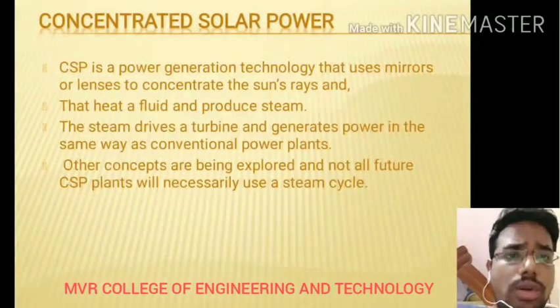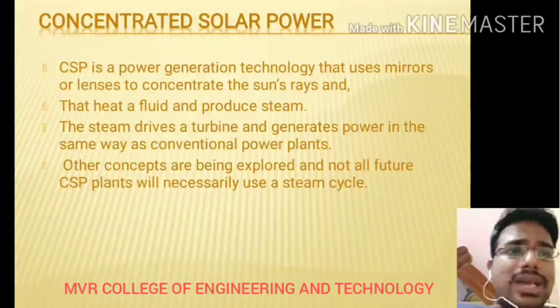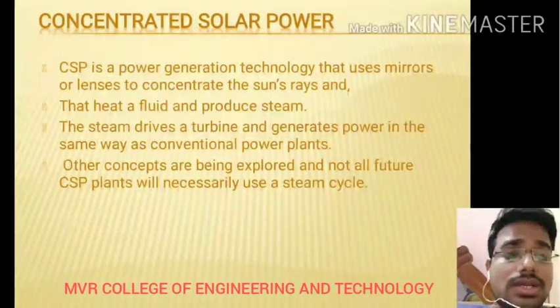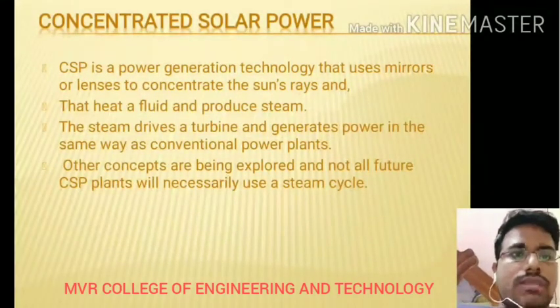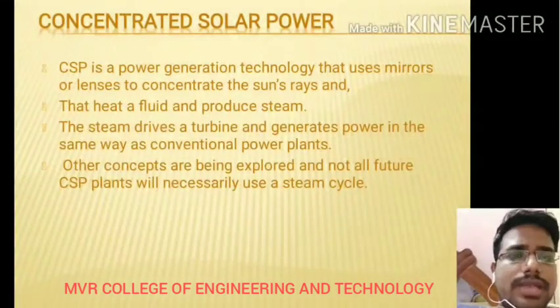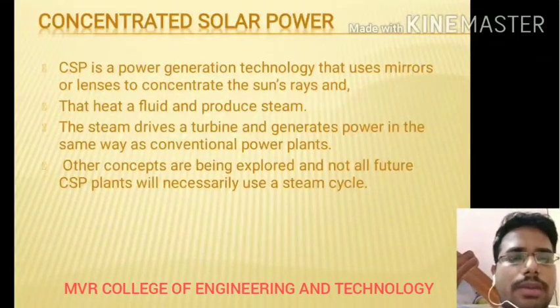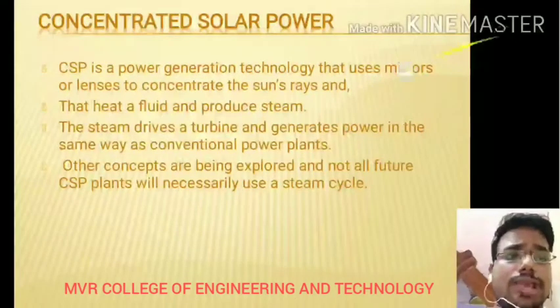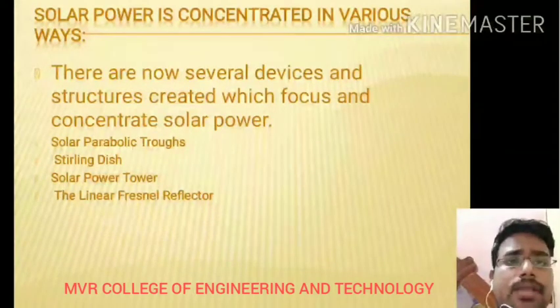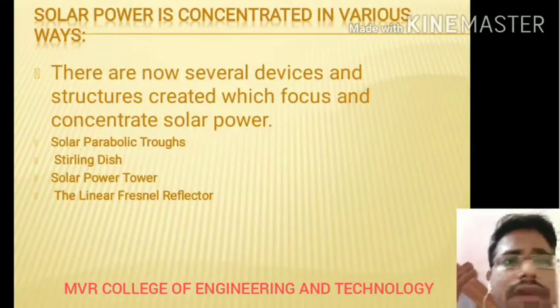for your home also. So it is a power generation technology that uses mirrors or lenses to concentrate the sun rays and heat a fluid and produce steam. So this steam drives a turbine and generates power in the same way as conventional power plants. Other concepts are being explored, and not all the future CSP plants will necessarily use a steam cycle. Okay, next slide. So the solar power is concentrated in various ways.